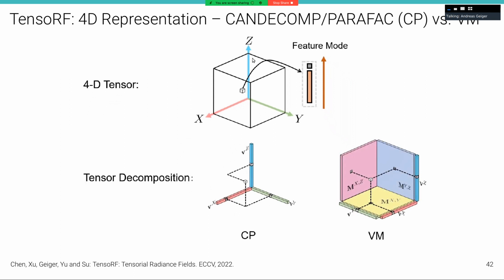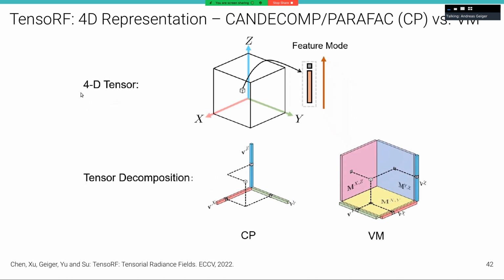For the decomposition, we experimented with the very simple CANDECOMP PARAFAC decomposition, which is basically just a decomposition into vector products. And we also proposed a new vector matrix decomposition that gives a slightly higher performance. And there's a trade-off between these two that I'm going to talk about next.